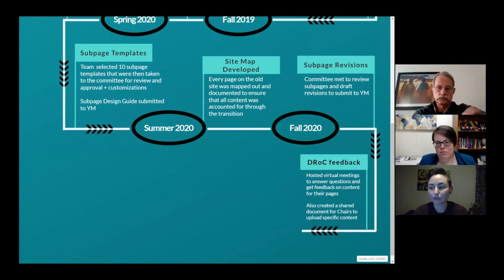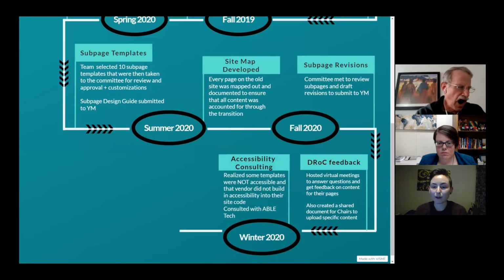As we neared the end of 2020, there were quite a few rocky waves on our journey. One of them included learning that some of our templates were not very accessible, and subsequently learning that our vendor does not inherently build accessibility into their site. So with this new information, our smaller team decided to do a little bit of a backtrack on some of our subpage template choices. And we consulted with AbleTech to get some feedback to determine how to move forward with a more accessible site design.